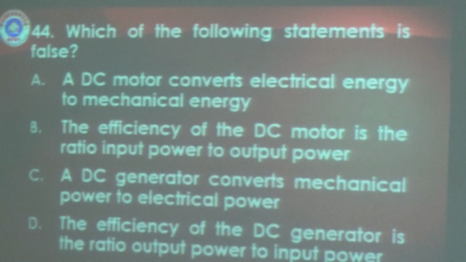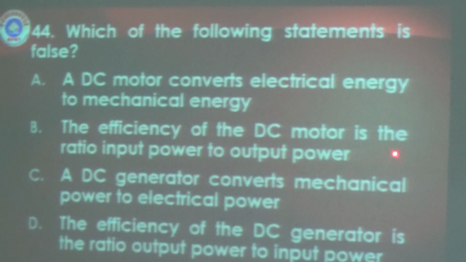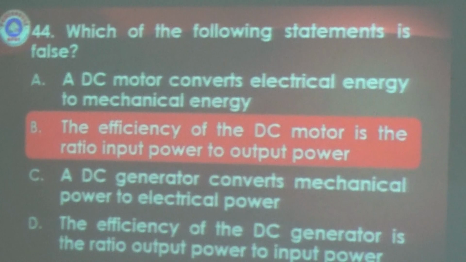44. Which of the following statements is false? A. A DC motor converts electrical energy to mechanical energy. True. B. Efficiency of the DC motor is the ratio of input power to output power. False. C. A DC generator converts mechanical power to electrical power. True. D. The efficiency of a DC motor is the ratio of output power to input power. True. So, sagot is B.